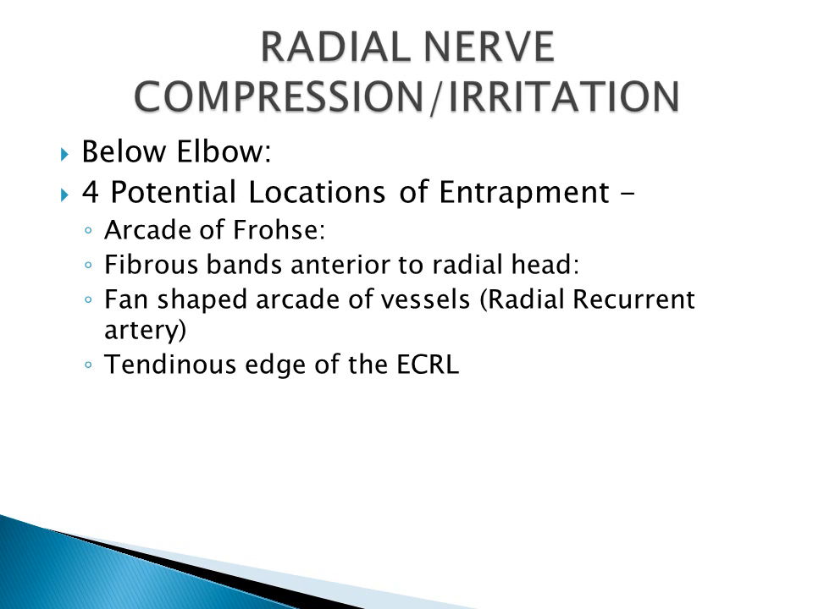The radial nerve can become compressed in fibrous bands anterior to the radial head. The radial nerve can be trapped amongst a fan-shaped grouping or arcade of vessels comprising the radial recurrent artery, where there's this confluence of blood vessels. And then finally, it can become compressed over the tendinous edge of the extensor carpi radialis longus muscle. So let's go over these one by one.